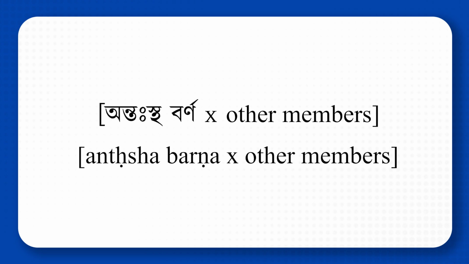Now, we will learn those conjuncts where Ontostho Borno is the first member of the clusters and the second member will be from different Borgo or classes. We will also check if they change their respective shapes or not. The first merge is Ontostho Borno with Ko Borgo. Here, we will see 4 conjunct formations. Among them, 3 clusters are associated with Ref, another diacritic of Boishuno Ro, additional to Rofala. Let's discuss them with the examples.